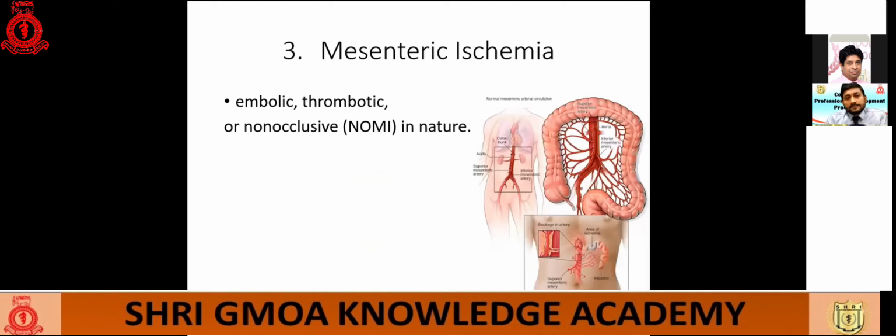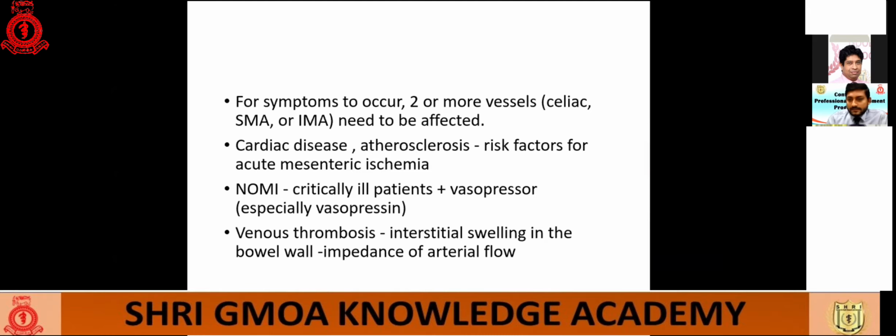Then a bit about mesenteric ischemia. Mesenteric ischemia occurs when it's either embolic, thrombotic, or non-occlusive in nature. It especially commonly affects the superior mesenteric artery, but as we all know, the blood supply of the colon and small bowel is from the superior mesenteric, inferior mesenteric, and celiac axis. So at least two vessels should be affected to have symptoms. The main risk factors for acute mesenteric ischemia are cardiac disease and atherosclerosis.